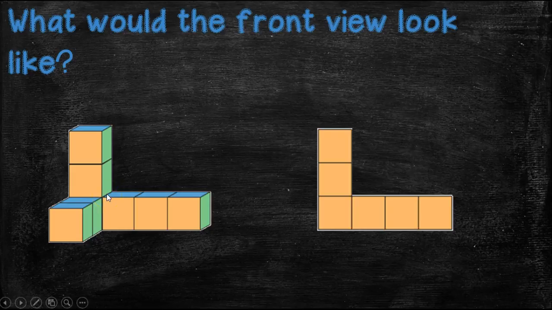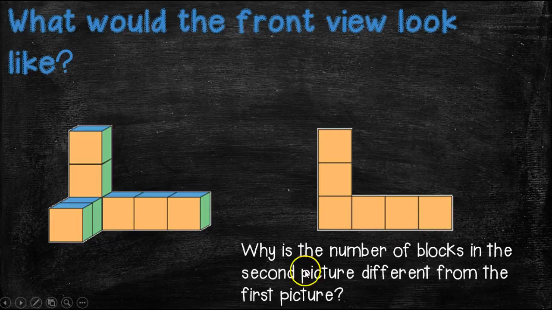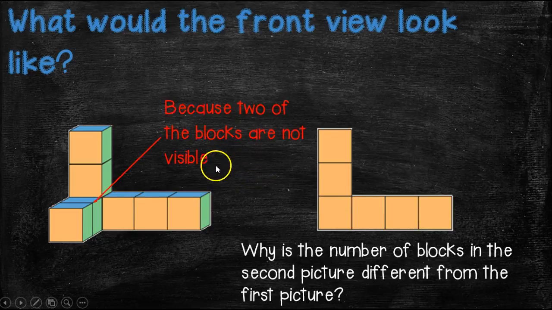Here we're kind of up a little bit to the right, but if we were just looking at it from the front, we would see these blocks. 1, 2, 3, and then 1, 2, 3 over. Okay? So why is the number of blocks in the second picture different from the first picture? Well, we already know there are 8 blocks over here, and here we just count 1, 2, 3, 4, 5, 6. So why are they different? Well, it's because 2 of the blocks are not visible. This block is not visible, and then that block that's underneath this one is not visible from the front. So that's why it looks like this.